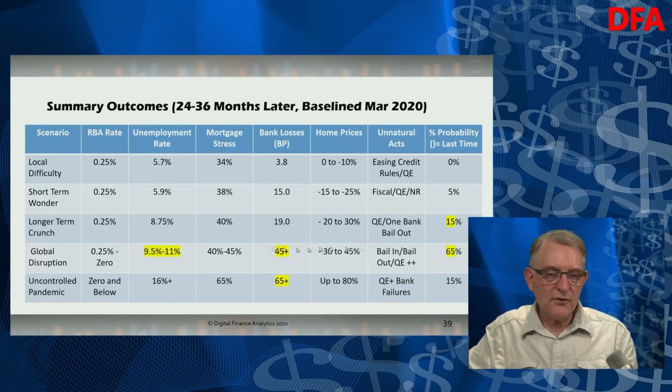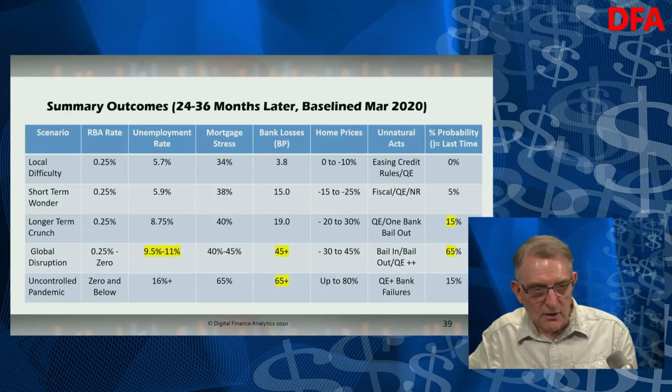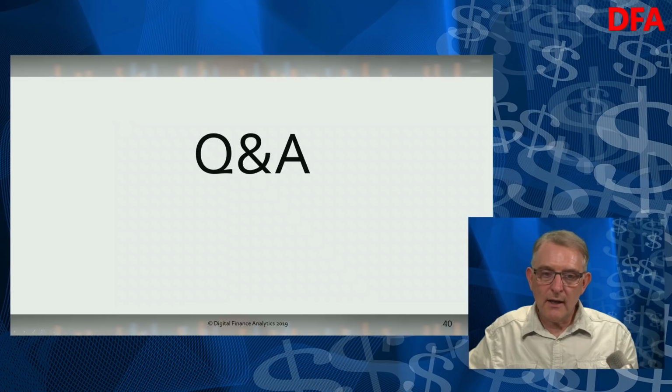This is pretty much the best case that we've got at the moment. It's unlikely we're going to have just a local crunch, and we're certainly not going to have a short-term wonder. That's pretty much impossible now. So this is going to be, I think, our central case going forward. And unfortunately, it means that quite a few people are going to have significant issues with mortgage stress, with high levels of unemployment, and therefore the banks are going to be hit as well. Okay, so that's pretty much where we are.